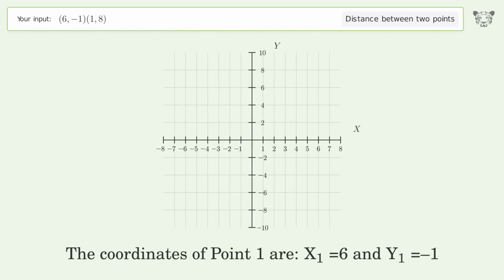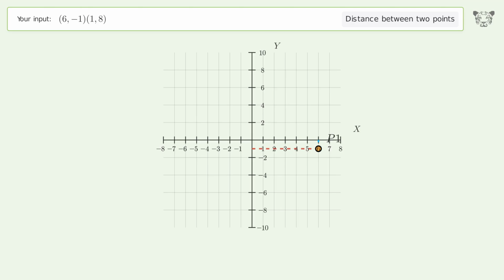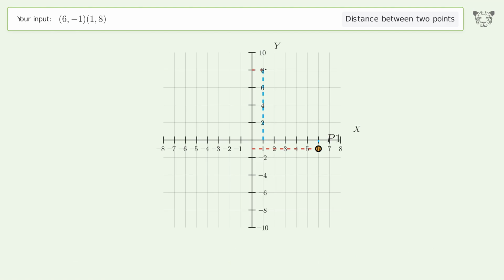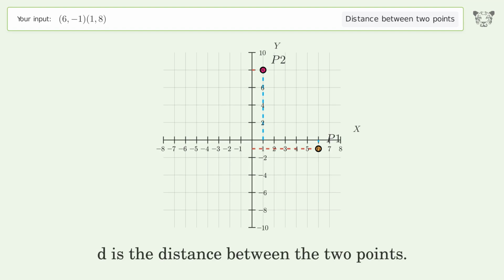The coordinates of point 1 are, x1 equals 6 and y1 equals -1. The coordinates of point 2 are, x2 equals 1 and y2 equals 8. D is the distance between the 2 points.